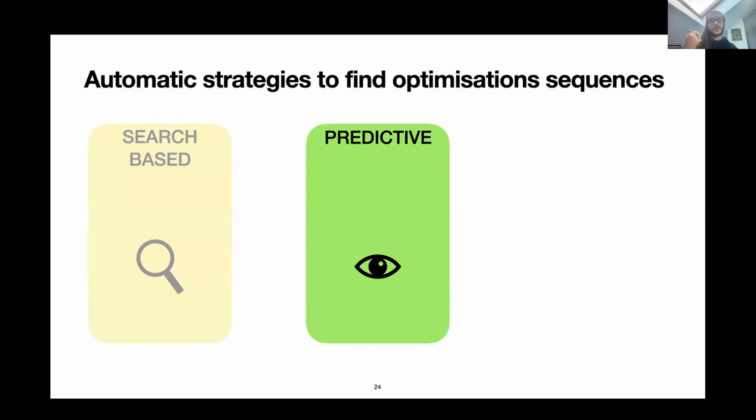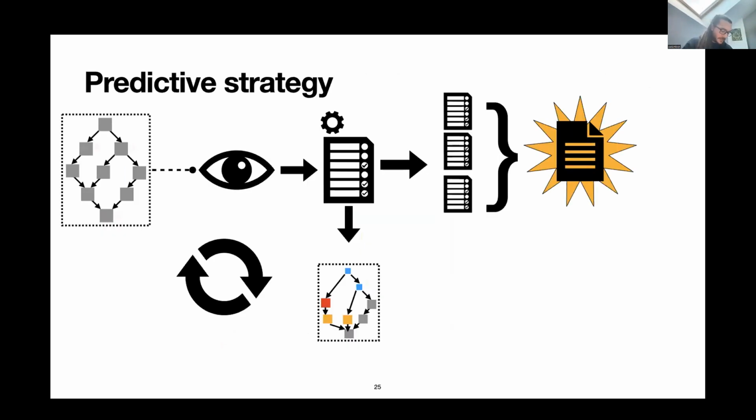So we are compiling the compiler. We first compile the compiler and then we run the virtual machine. But for testing, for example, this is insane. I cannot wait too long just to run a test. So for development, this is important. So we built another strategy, which is the predictive one.